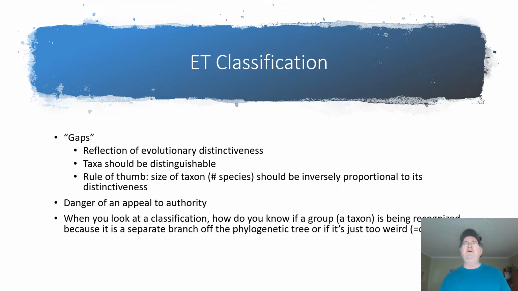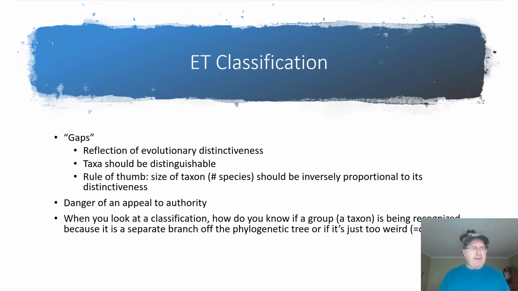What is the point of classifying two sets of species into two different groups if you can't distinguish those groups? If the groups are indistinguishable, then what purpose does that serve? If they're indistinguishable, they should just be grouped together. So that's the basic idea, and this is kind of a working rule of thumb for taxonomists from the evolutionary taxonomic school, and I think it still has some influence today.